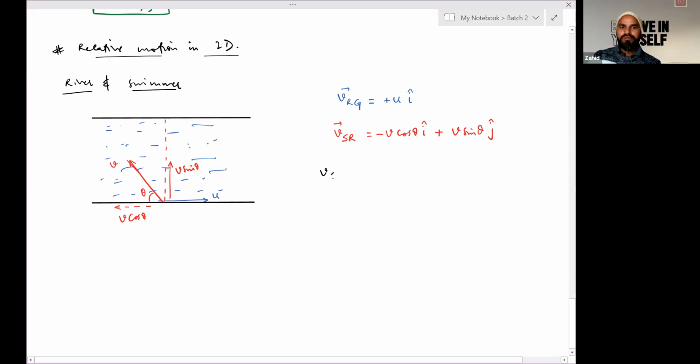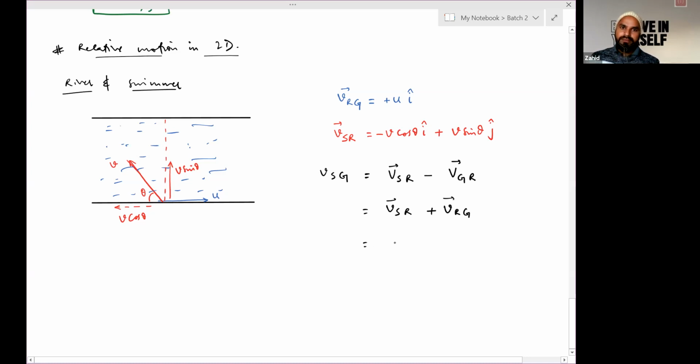So velocity of swimmer with respect to ground may be written as velocity of swimmer with respect to river and velocity of ground with respect to river, as both have the same notation. So there would be a negative sign in between. But we have velocity of river with respect to ground, so just reverse this orientation. So it will be velocity of swimmer with respect to river plus velocity of river with respect to ground.